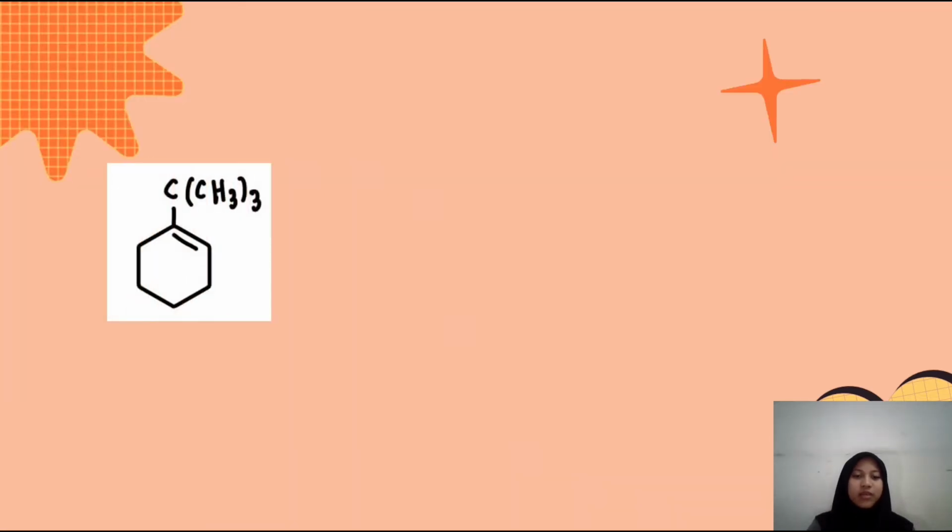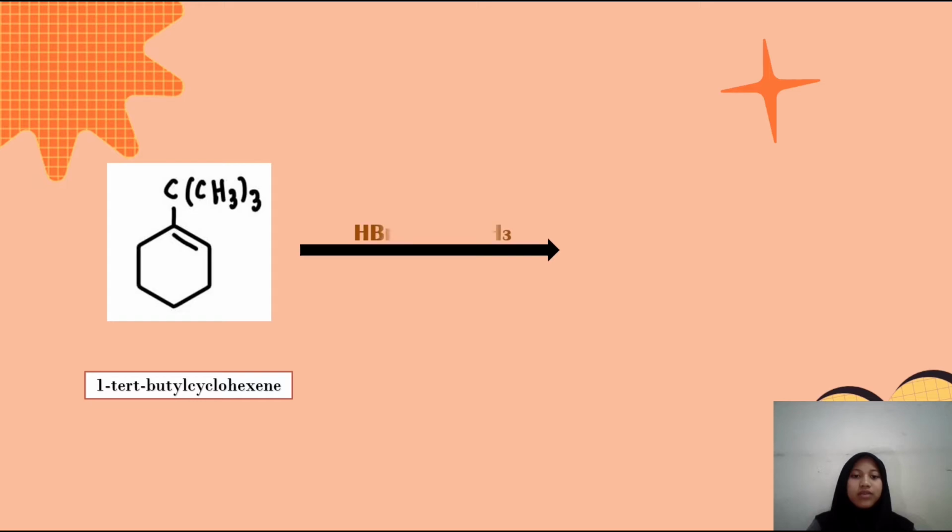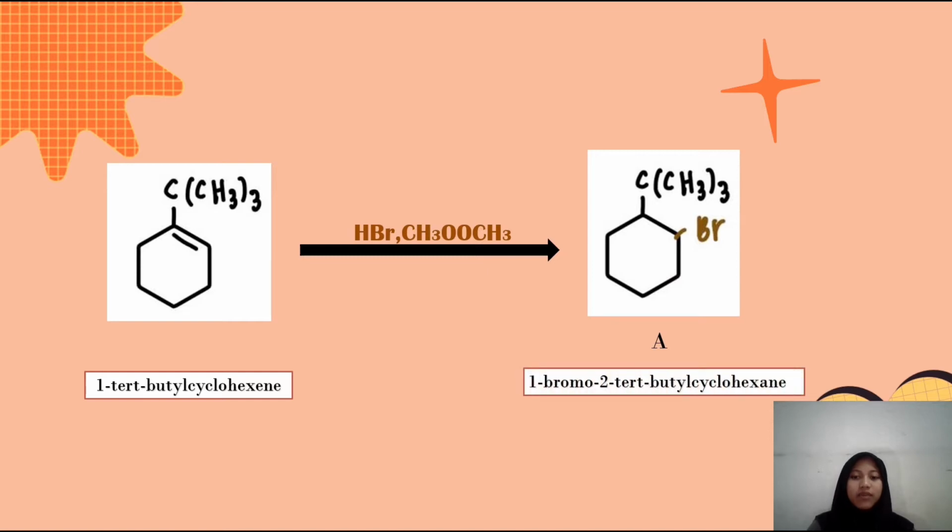So let's go one by one. This is the first structure. The name for this structure is 3-butyl cyclohexene. It will react with hydrogen bromide and dimethyl peroxide, which produces the structure A. The name for structure A is 1-bromo-2-butyl cyclohexane. We can see that the double bond from the first structure breaks down and the bromine is attached to the cyclohexane.